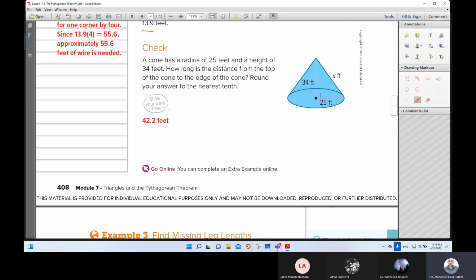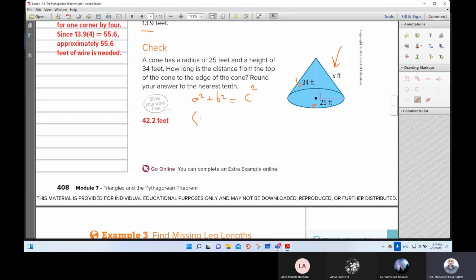In this example, as you see here, in this cone we have this part, and here we have a right triangle. As you see, this is A and this is B, and we want to find the missing value. Because we have a right triangle, we can use the Pythagorean theorem. So we can start from the rule A squared plus B squared equals C squared.